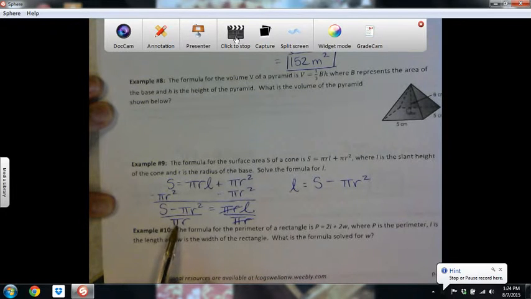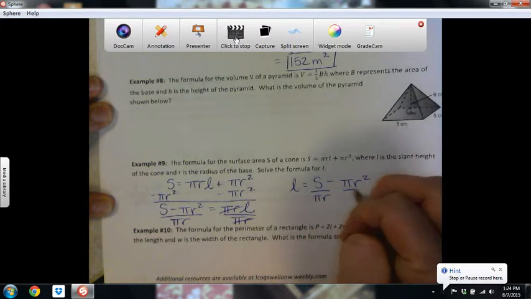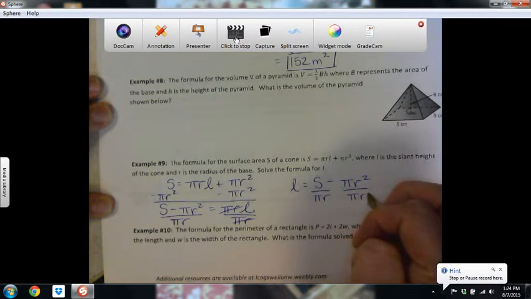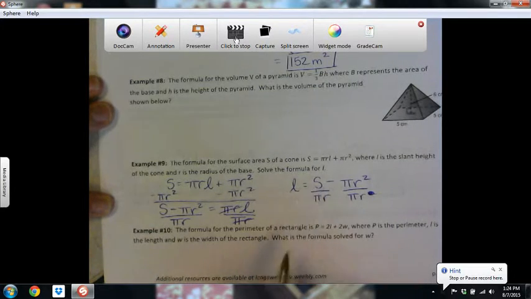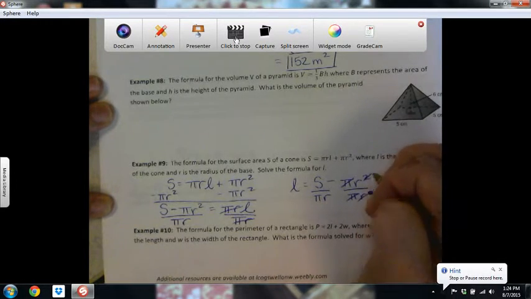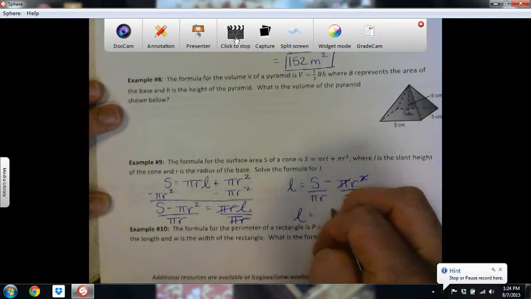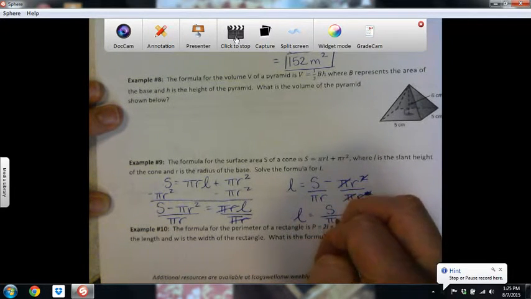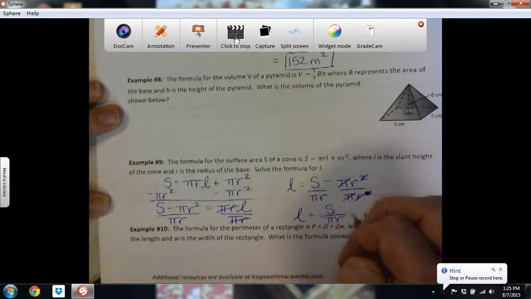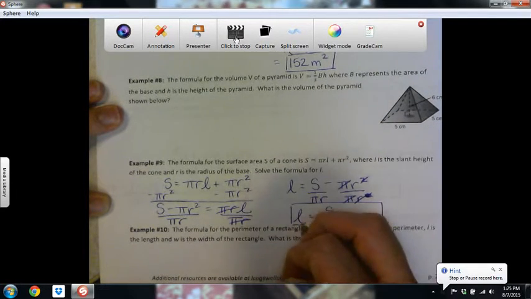pi r squared. But now instead of writing it all over pi r, I'm going to break it down into 2 fractions, divided by pi r and divided by pi r. Nope, this doesn't have a squared, excuse me. This I can't simplify, but here I can cancel the pi's, and I can cancel 1 r in the denominator with 1 in the numerator. And so I'm going to be left with a final answer here of s over pi r equals, minus r.